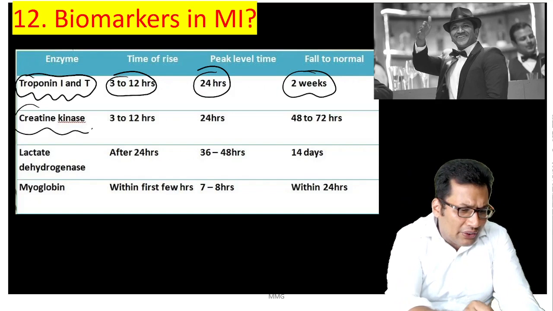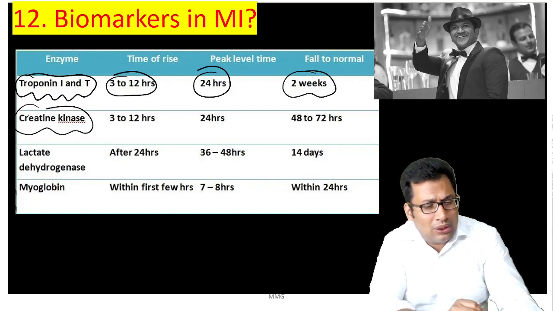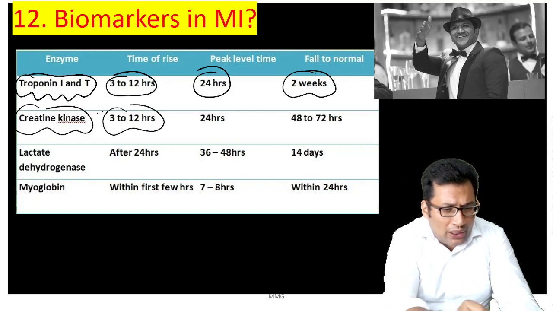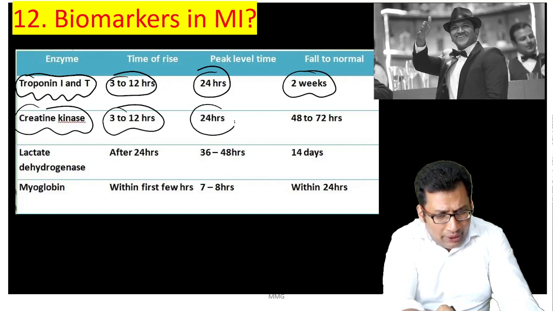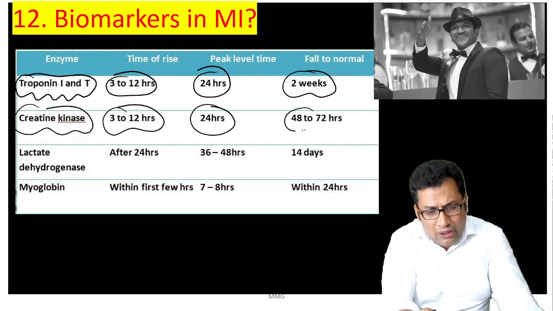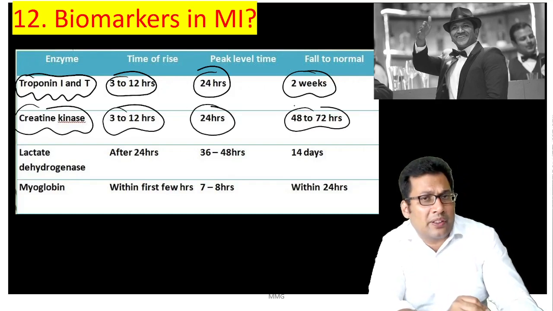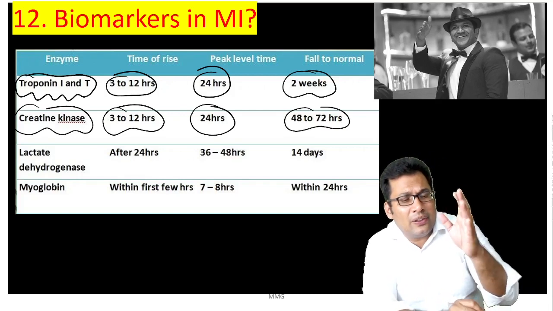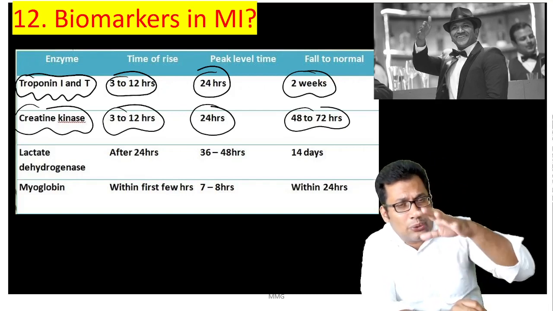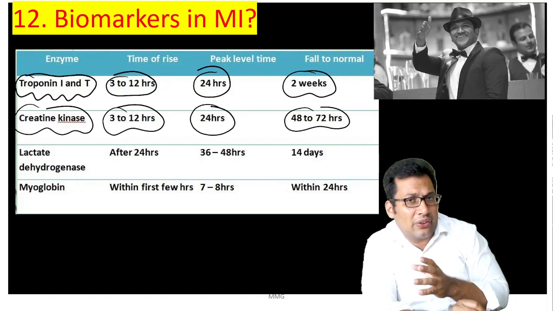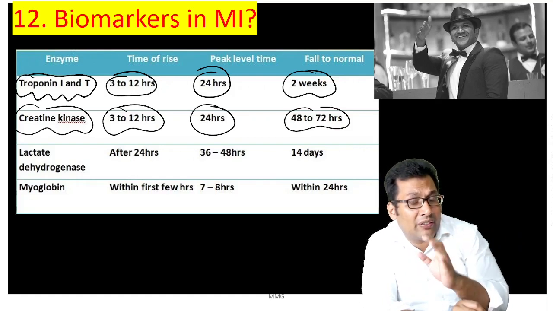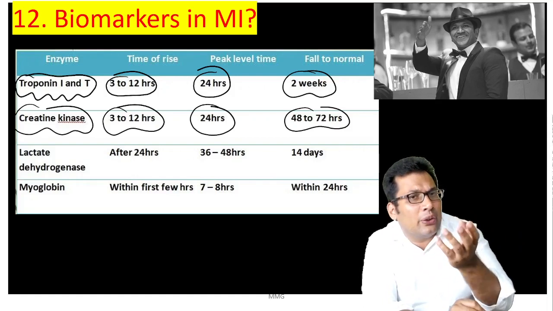Creatine kinase, especially CPK2, rises within 3 to 12 hours. Then peak level in 24 hours. Falls to normal in 48 to 72 hours. So you can see here the creatine kinase level comes to normal within 3 days. So after 3 days, if there is any reinfarction, you can use CPK2.